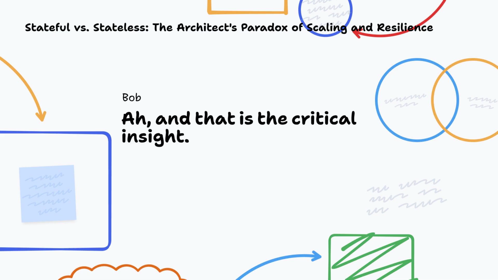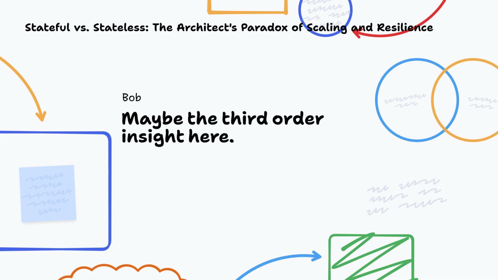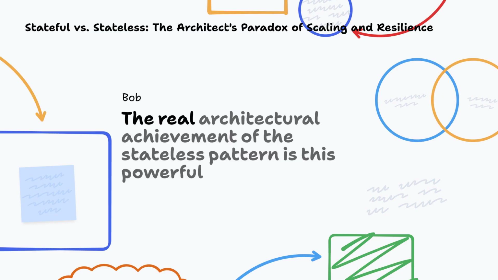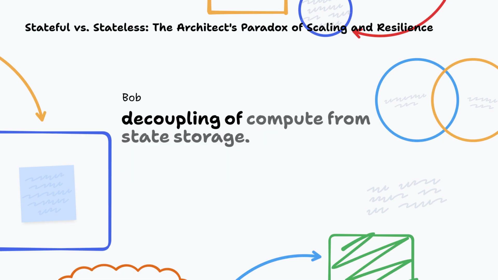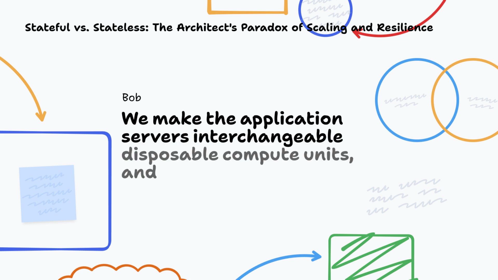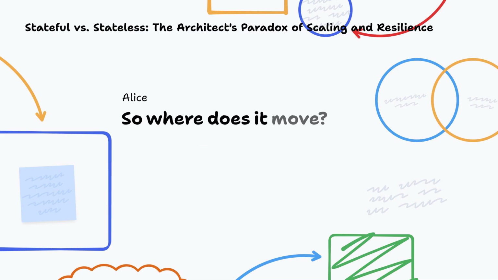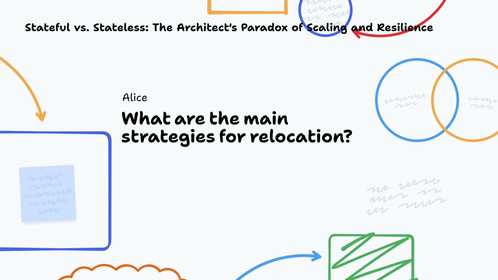And that is the critical insight, maybe the third order insight here. State isn't eliminated. It can't be. It is relocated. Relocated, okay. The real architectural achievement of the stateless pattern is this powerful decoupling of compute from state storage. We make the application servers interchangeable, disposable compute units, and we move the state somewhere else. So where does it move? What are the main strategies for relocation?